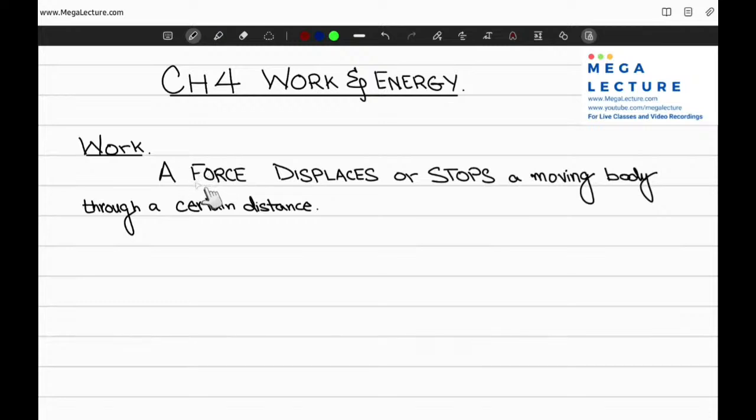So scientifically, if you have a force which will move or displace a body, or it stops a body that is already moving through a certain distance, then work is done by this force on that body, right?